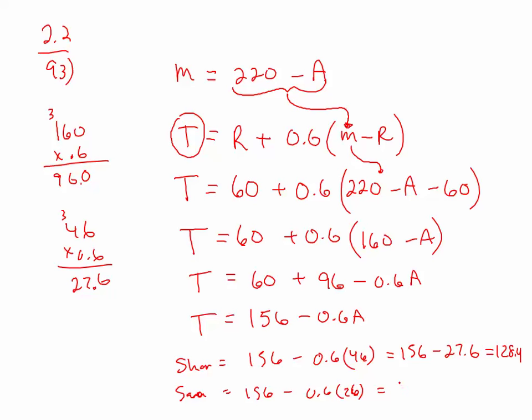140.4. Okay. So 140.4. Okay, and then of course we have to put units on it, and we have to write it in a single sentence. So Char's training heart rate is or should be 128.4, and we'll call it beats per minute.